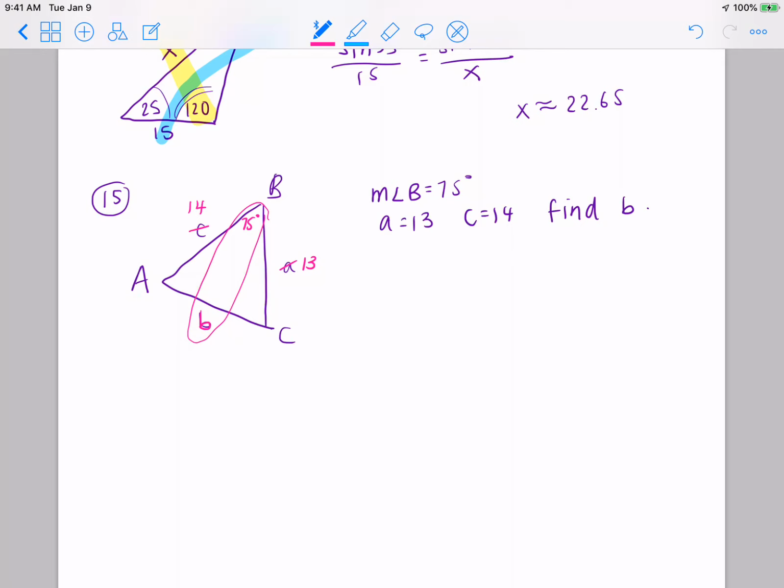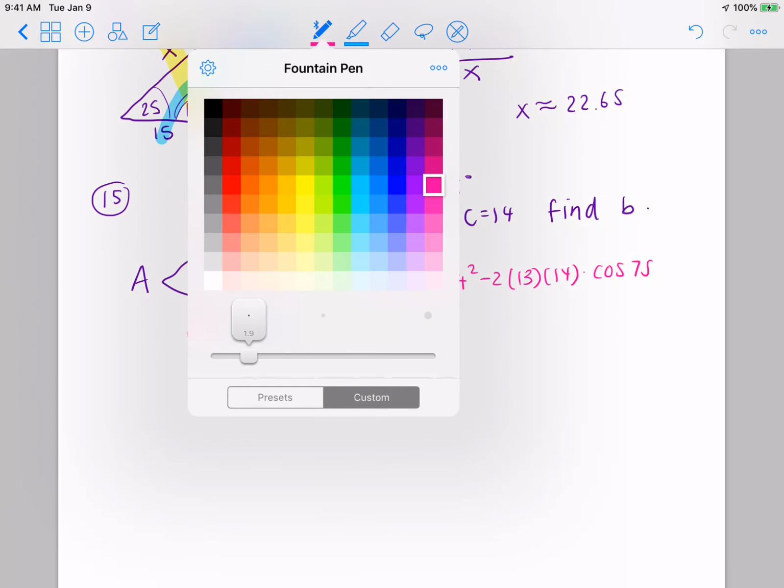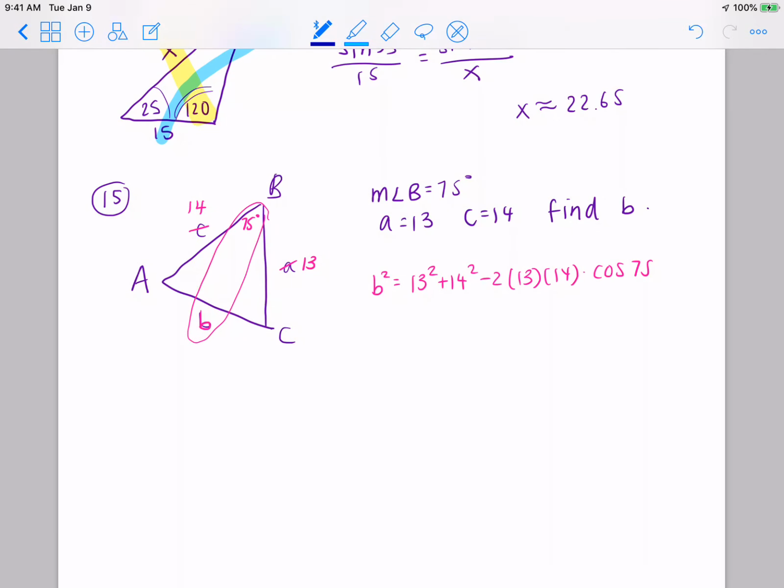Set it up. We got b squared equals 13 squared plus 14 squared minus 2 times 13 times 14 times cosine 75. Keep solving for it. All the numbers are already on one side, so you should get 365 minus 94.21 equals b squared. At the end, you should have b is approximately 16.46.